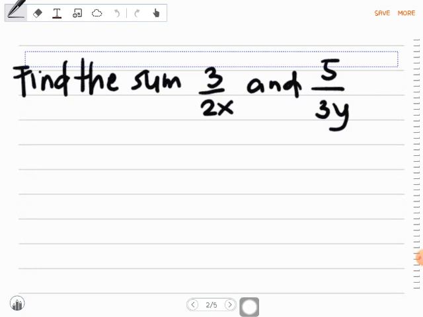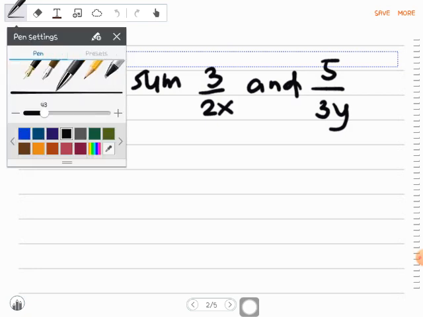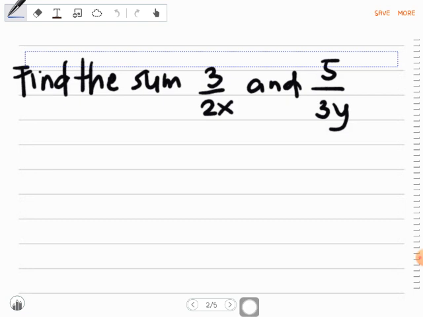For our first example, find the sum of 3 over 2x and 5 over 3y. Since hindi pareho ang kanilang mga denominator, kailangan muna natin kunin ang kanilang LCD o yung tinatawag nating least common denominators. So, para makuha ang LCD, tignan natin kung ano yung factors ng 2 and 3 at x and y.